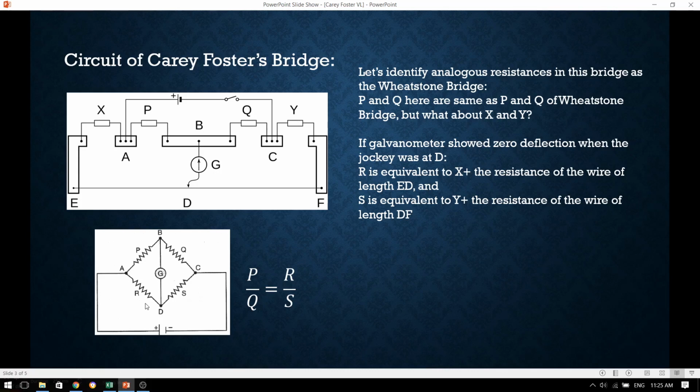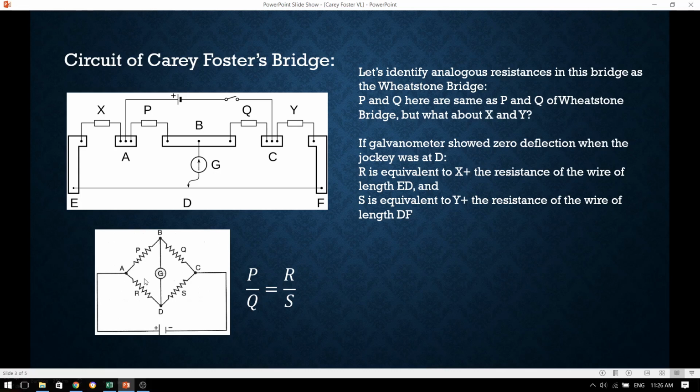The value of this R will be nothing but the resistance X in gap number 1 plus the resistance of the wire of length ED. Are you following me? If you see carefully, this X and ED are connected in series, so their resistances will be added together. And this will form the third arm R of the Wheatstone bridge.